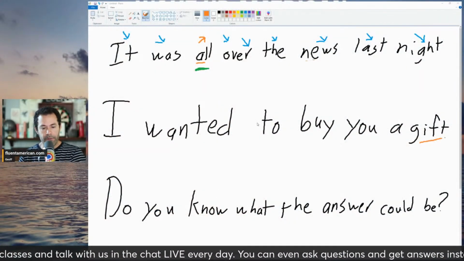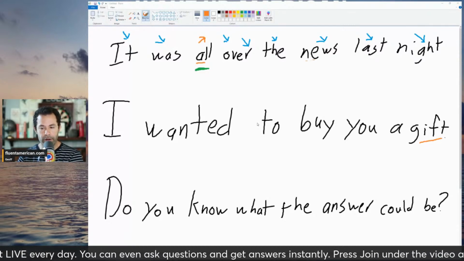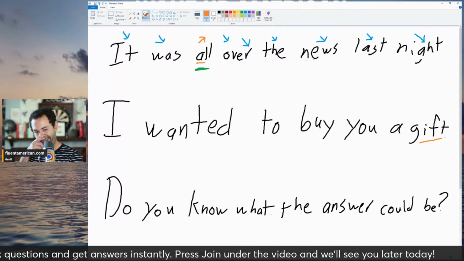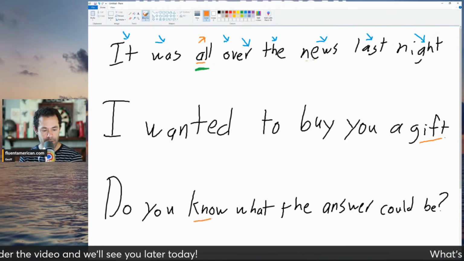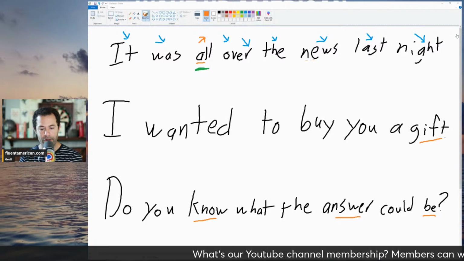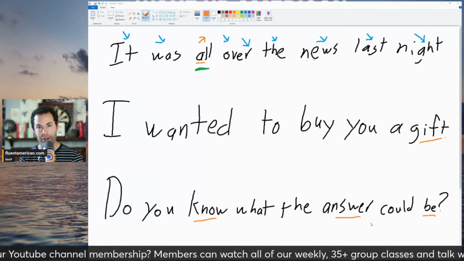Our last one here. So we have this sentence. Do you know what the answer could be? So again, let's do a lot of stresses. Let's imagine we have lots of thought groups. Like, do you know what the answer could be? Okay, so if we have lots of stresses there, do you know what the answer could be? Again, a lot of potential stresses there.